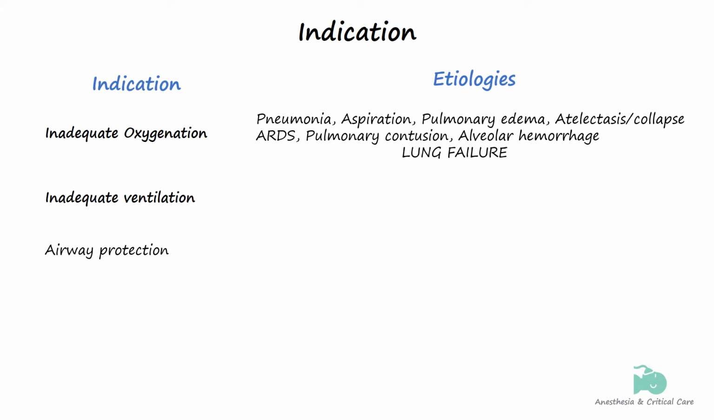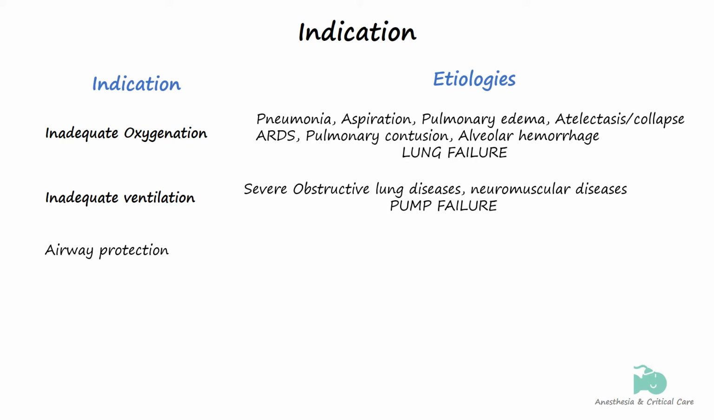Inadequate ventilation results when the body is unable to eliminate carbon dioxide, leading to hypercapnia. Obstructive lung diseases like COPD, bronchial asthma, and emphysema are diseases that can lead to hypercapnia. Additionally, neuromuscular diseases such as myasthenia gravis, Guillain-Barré syndrome, and poliomyelitis can lead to inadequate ventilation. These conditions can be grouped as pump failure.